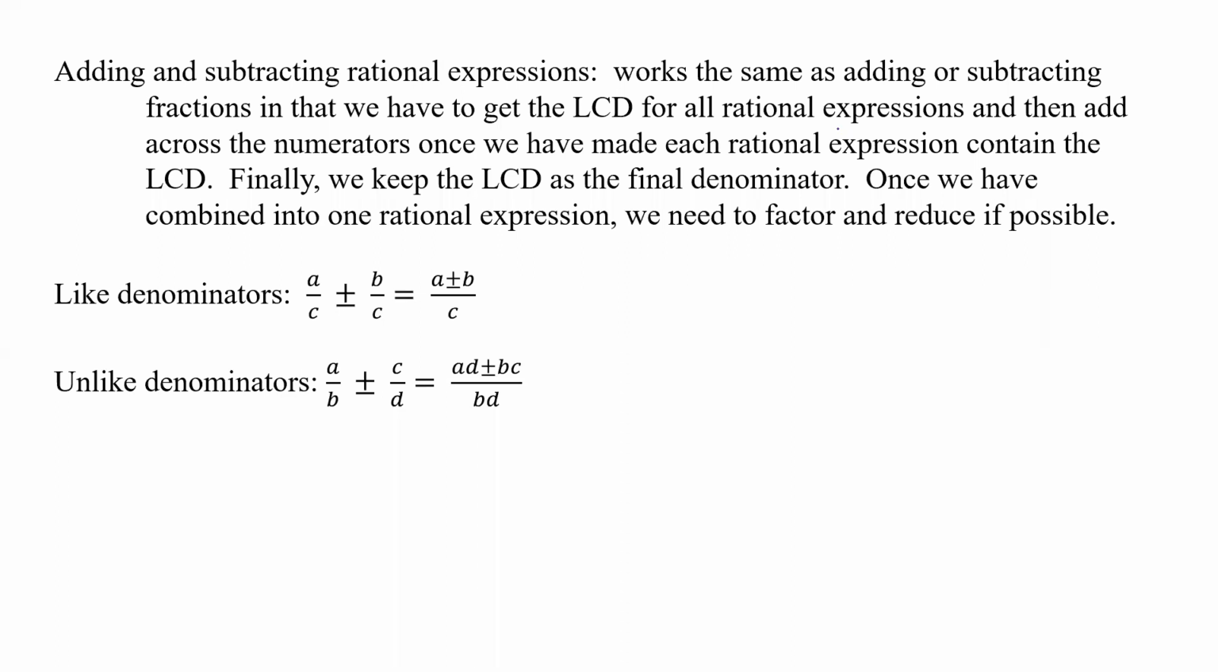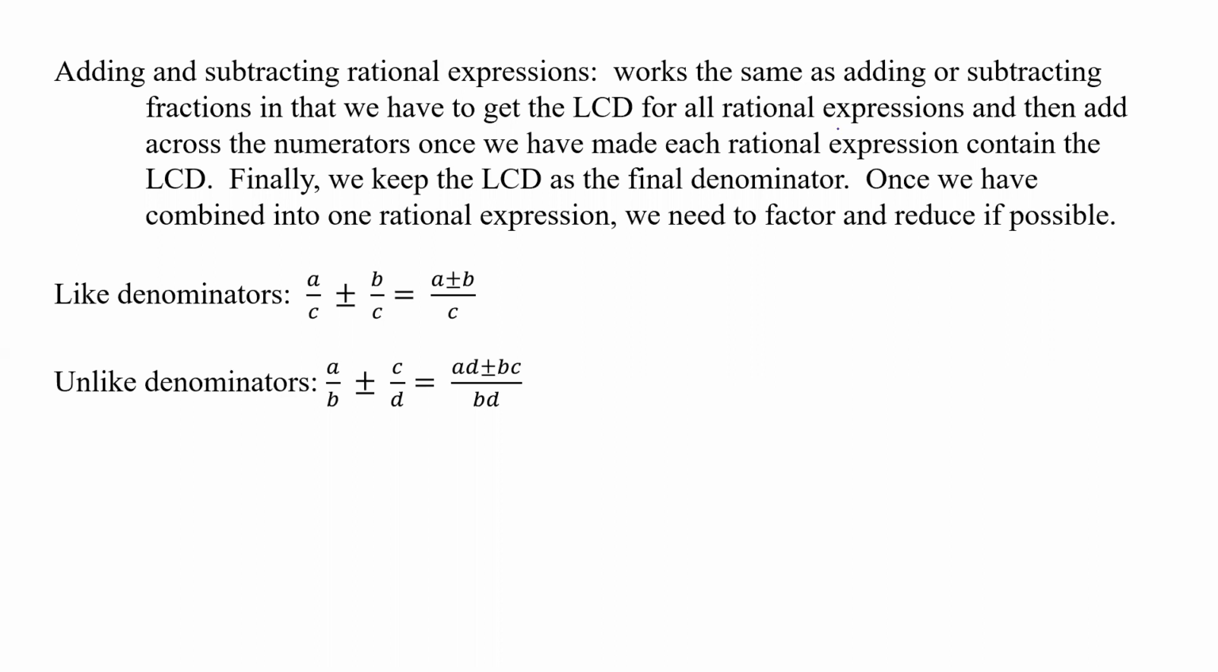So kind of like what we did in 9.3, we found an LCD and then we converted the original rational expression into the new one with the new LCD. And then finally, your LCD stays as the final common denominator. And once we've combined it into one rational expression, we're going to have to factor that numerator and then see if anything will cancel out.